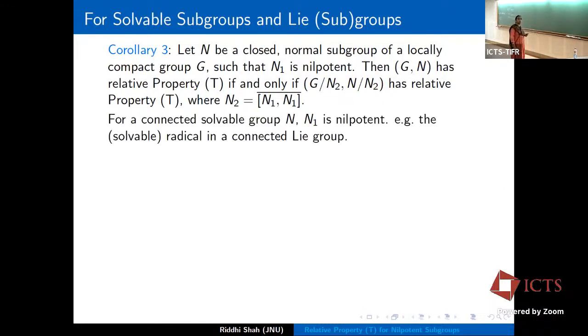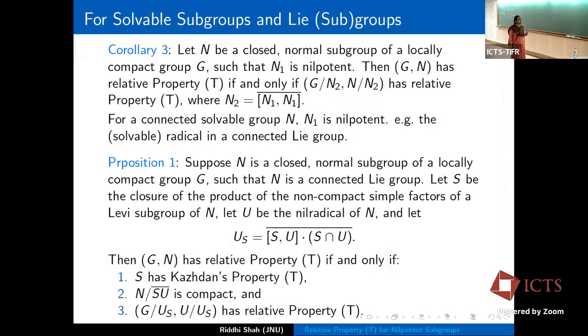You may recall that if you have a connected solvable Lie group or connected solvable locally compact group, its commutator subgroup is always nilpotent. It's contained in the nilpotent. So this corollary will apply to solvable connected subgroups of locally compact groups, because its commutator subgroup will be nilpotent.